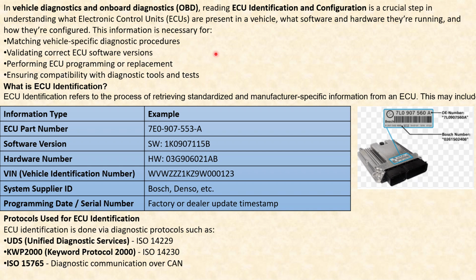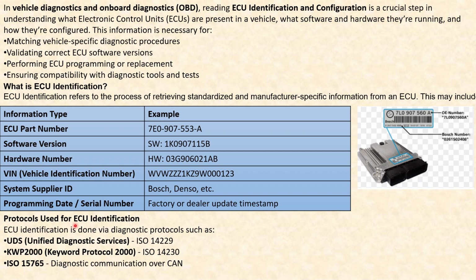Now, what is meant by ECU identification? When you say identification, what does it exactly comprise of? ECU identification refers to the process of retrieving standardized and manufacturer-specific information from an ECU. This may include ECU part number, software version, hardware number, vehicle identification number, system supplier ID, programming date, and serial number. And of course, on the right side you can see the corresponding values. So this whole information is what is included when you say ECU identification.